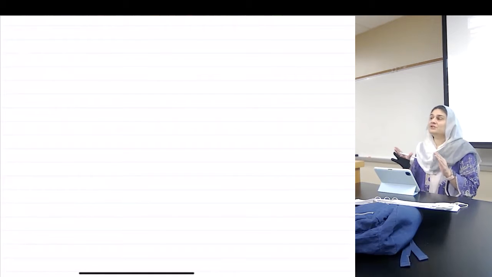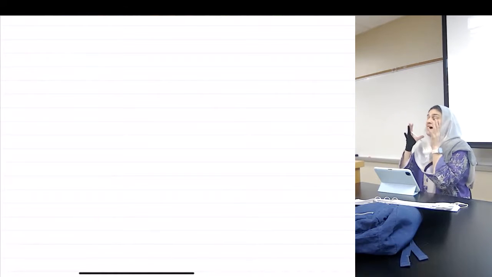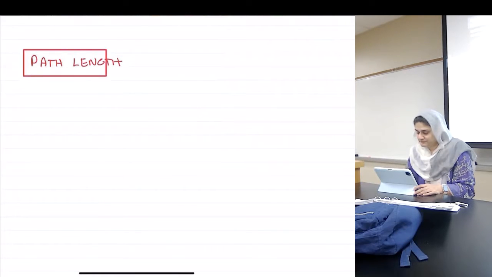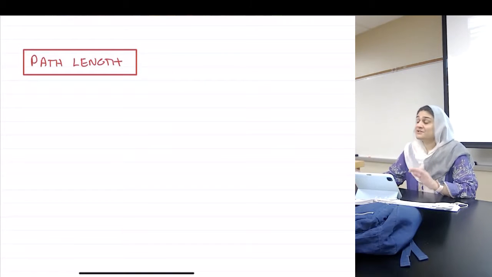Now, I want to talk to you about something that's really interesting. And that leads you directly to somehow thinking about relativity. And it comes from the fact that light has a speed, and light has a different speed depending on what it moves through. So we call it the path length. What does that mean?